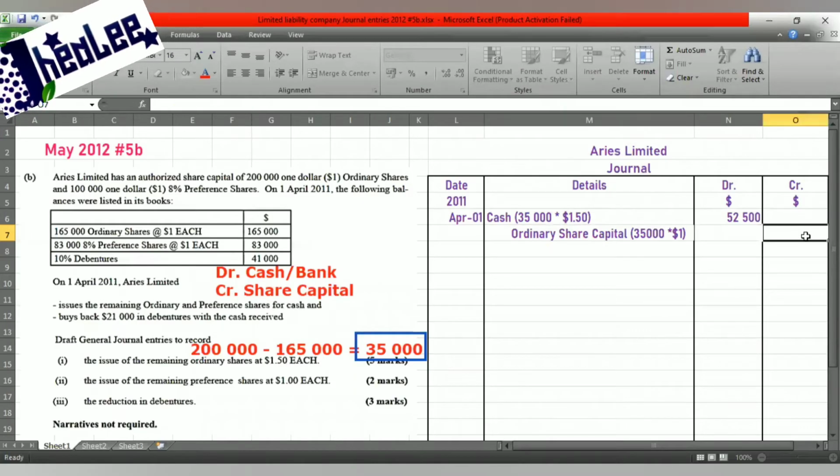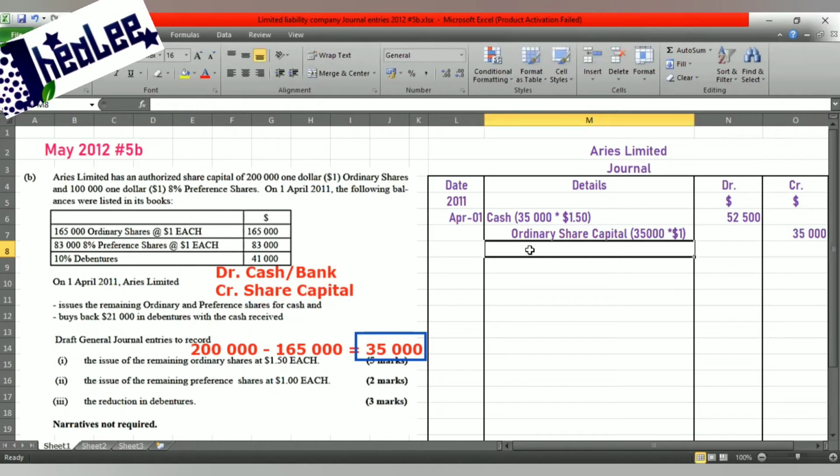And that gives you a value of 35,000. So what we're saying is that our ordinary share capital increased by $35,000. Now, the extra 50 cents would constitute your share premium. So therefore, we're going to credit our share premium with the extra 50 cents per share that were sold. So that would be 35,000 times 50 cents.